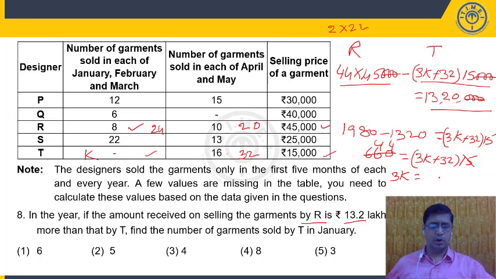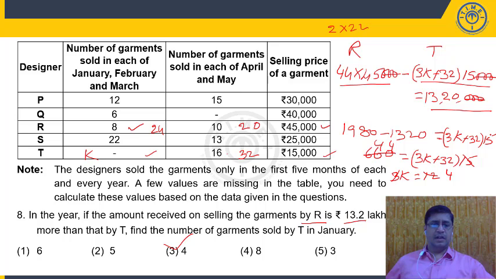3K is equal to how much? 12. The value of K is equal to how much? Yes, you are right, 4. The value of K is equal to 4, which means the right choice is option number 3. Third choice is the right choice.